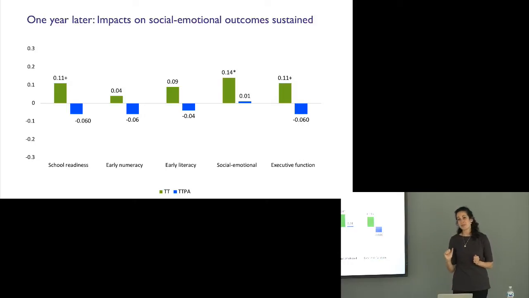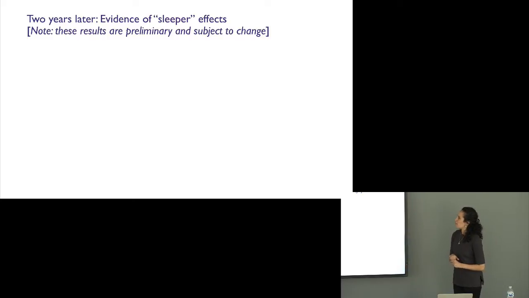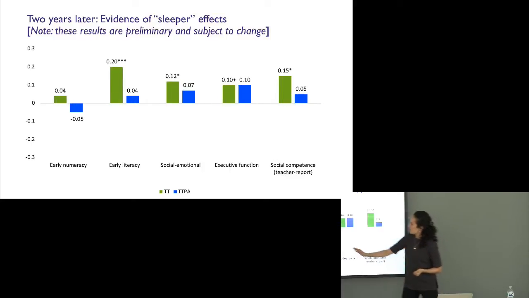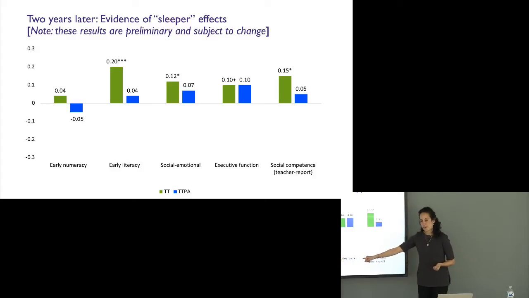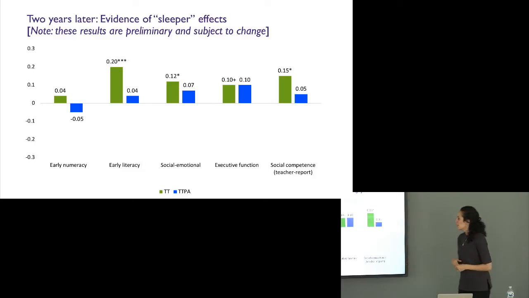Now, we went back, I just told you we collected some data this past summer, and we followed the kids that are now all in primary school. They have all new teachers, and we collected data in the same domains, but we now use new assessments because the kids were older. We needed to adapt to their developmental changes. We looked at the same domains, so early numeracy, literacy, social, emotional, executive function. And then we also asked their new teachers to report on their social competence. We use the social competency scale.